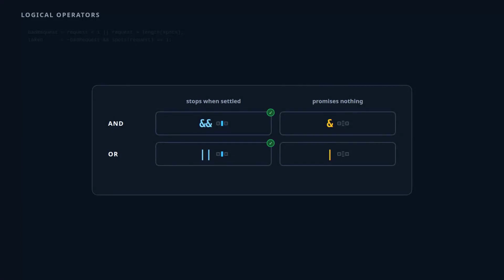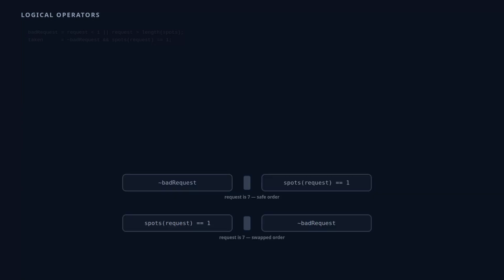So, both operators in one breath. Double ampersand and double pipe stop the moment the answer is settled. Single ampersand and single pipe make you no such promise. They're built to work across a whole vector at once, which is a different job for another day. 2 single values, 1 yes or no question. Double every time.